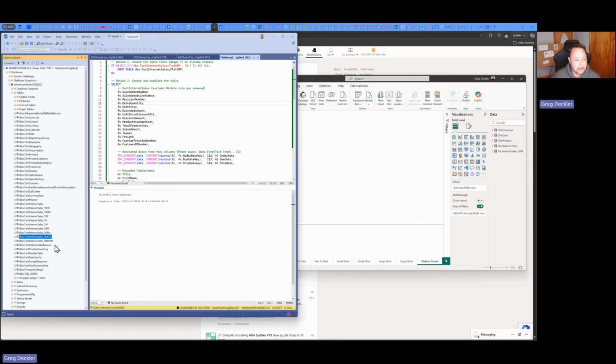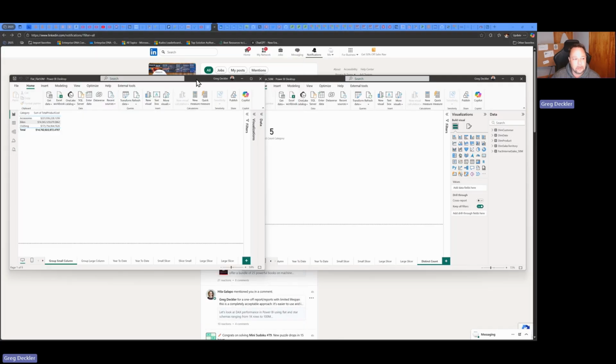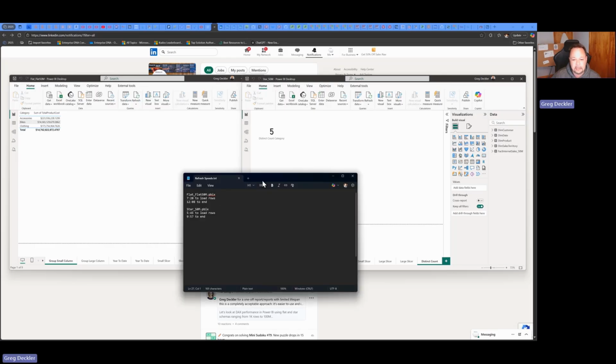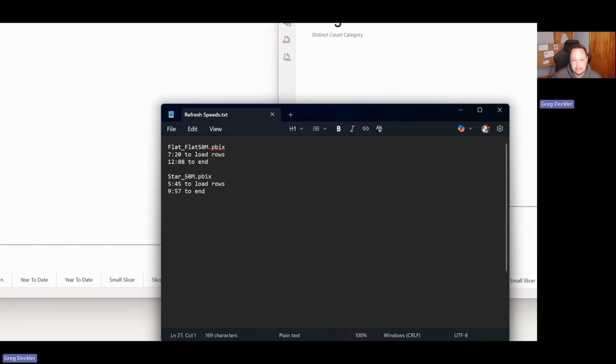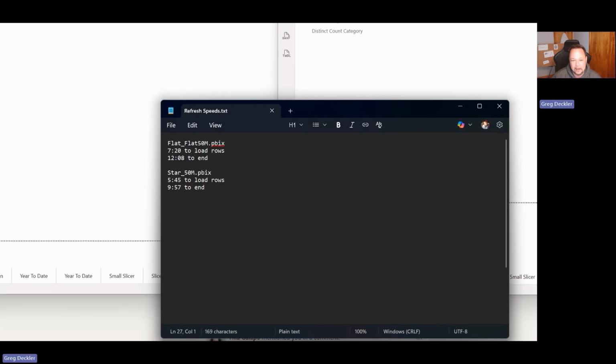So let's get in. Again, what I did was I took that same script and I ran it for the 50 million row and did that. Now, my initial tests on this, between flat 50 million and star 50 million, right? Let me bring it up here. So when I initially tested this, let's zoom in on this. So now I've tested this and did the flat 50 million, right?